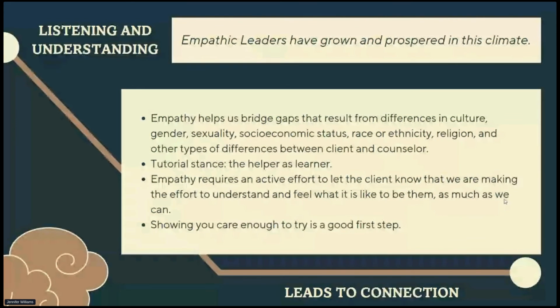One thing that I want to be sure to mention is that empathy and empathetic leaders really go a long way in prospering a positive climate in this constant change environment. Empathy helps bridge those gaps that result from the difference in culture, gender, sexuality, socioeconomic status, race, ethnicity, religion, and other types of differences between students, clients, and counselors. The tutorial stance really is that the helper is the learner, and empathy requires an active effort to let the student know that we are making the effort to understand and feel what it's like to be them and help them in any way that we can.